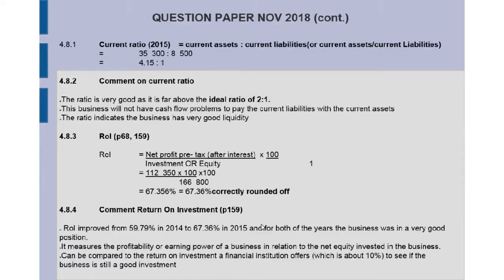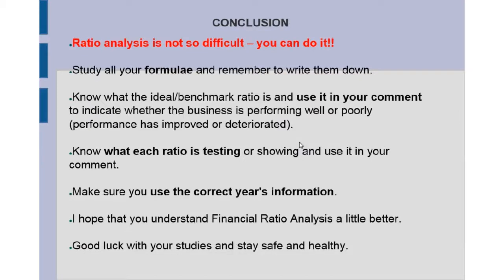Commenting then on your return on investment, 4.8.4, you can then say the business has improved from year one to year two. If you look at the percentages, they increased. You can also say what it measures: the profitability or earning power of a business in relation to the net equity invested. And you can also say it can be compared to the return that an investment will yield at a financial institution. Right, I hope that that has helped you understanding the ratio analysis.